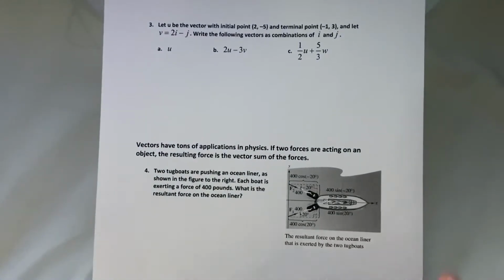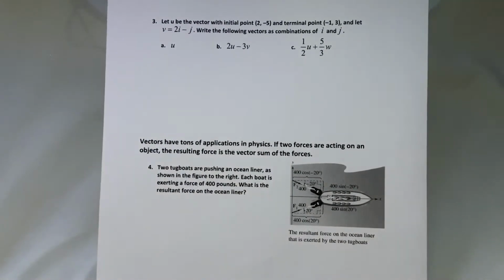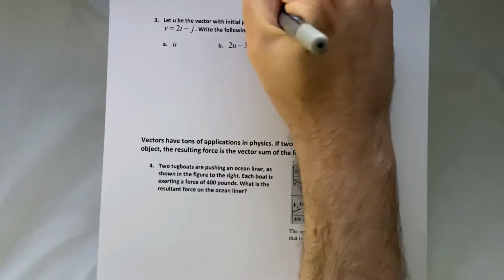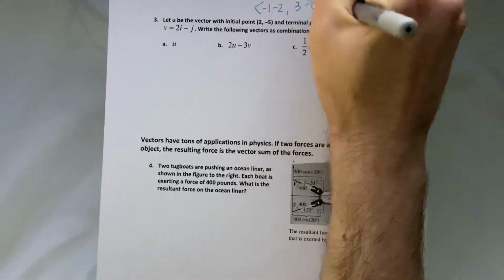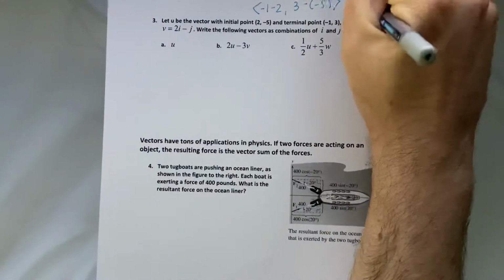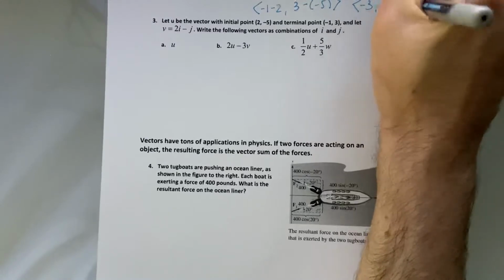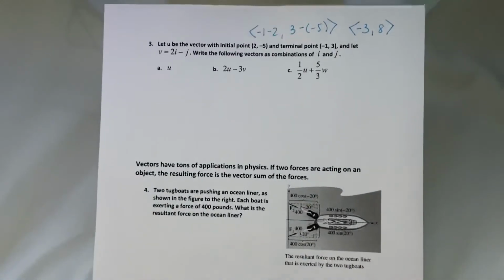Guys, welcome back. Let's pick up 11.1. Let u be the vector with initial point (2, -5) and terminal point (-1, 3). That means our starting point is (2, -5) and our ending point is (-1, 3). To find what that vector looks like, we take -1 minus 2 and 3 minus -5 to get (-3, 8). So this is our vector in vector form. So that is our u.